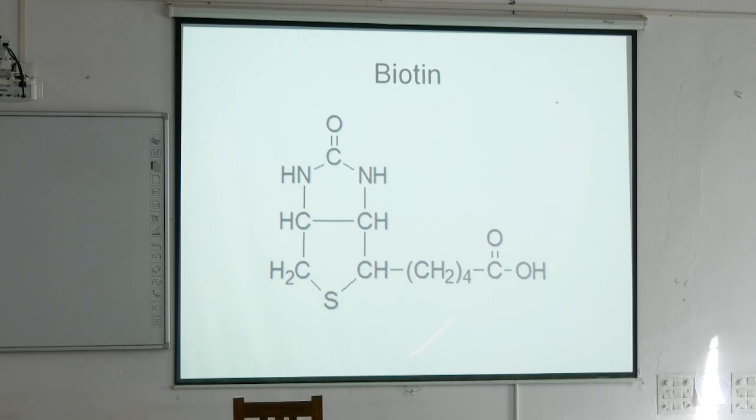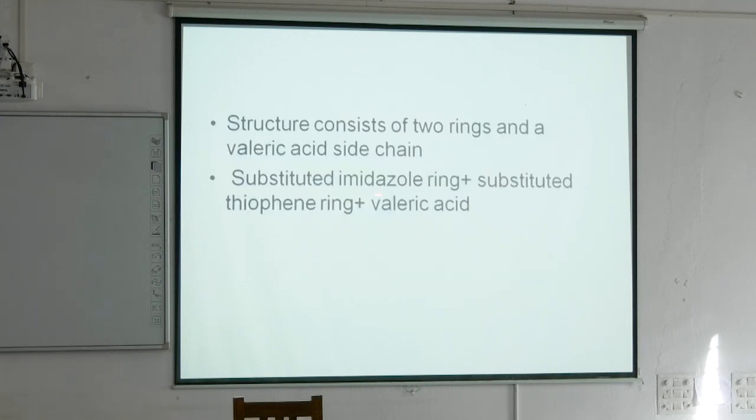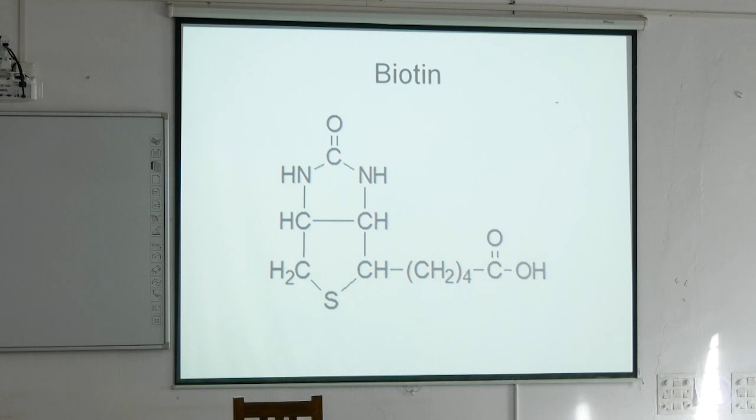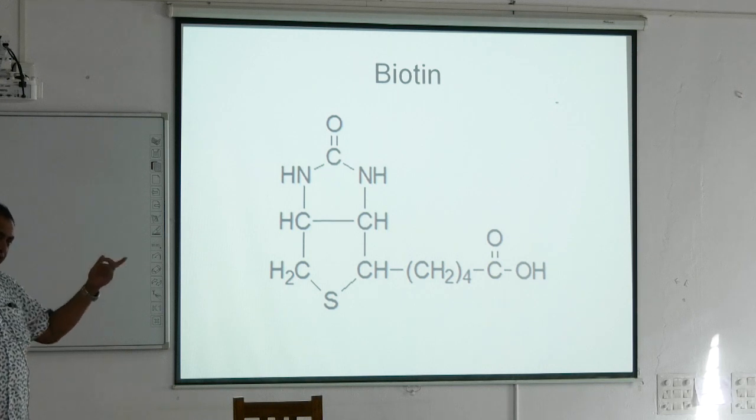See the structure. It is a fused ring. This is the imidazole ring and this is the thiophene ring, plus valeric acid. Valeric acid means a 5 carbon containing acid, a 5 carbon aliphatic acid called valeric acid. So 3 parts: 2 fused rings, the imidazole ring fused with a substituted thiazole ring, with valeric acid.